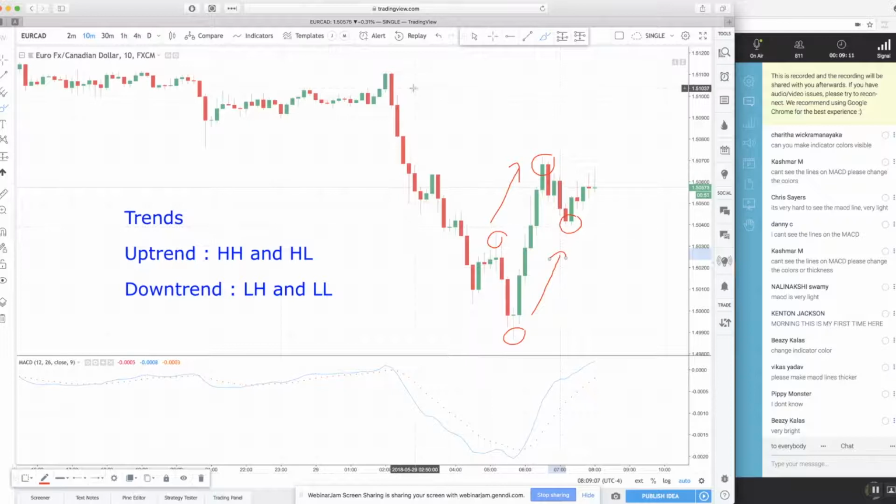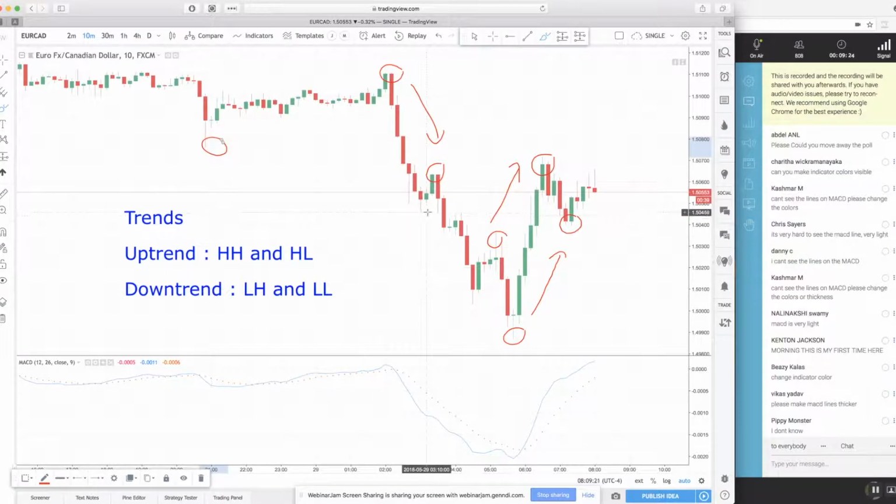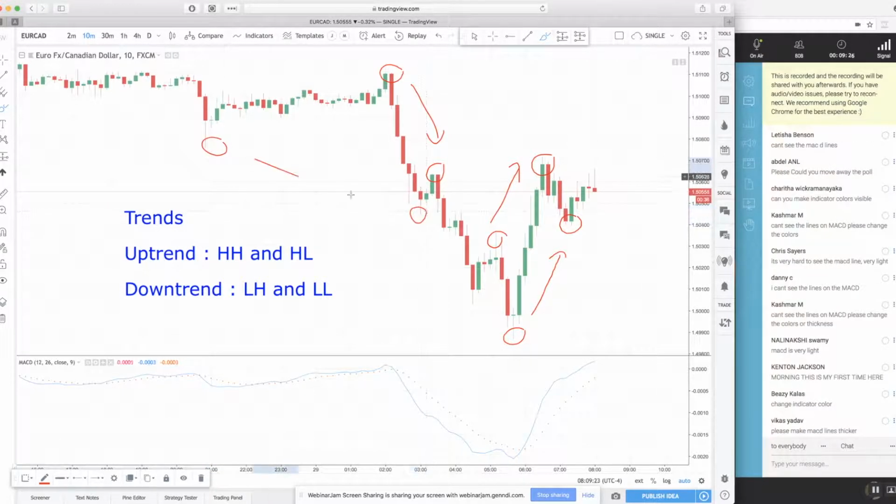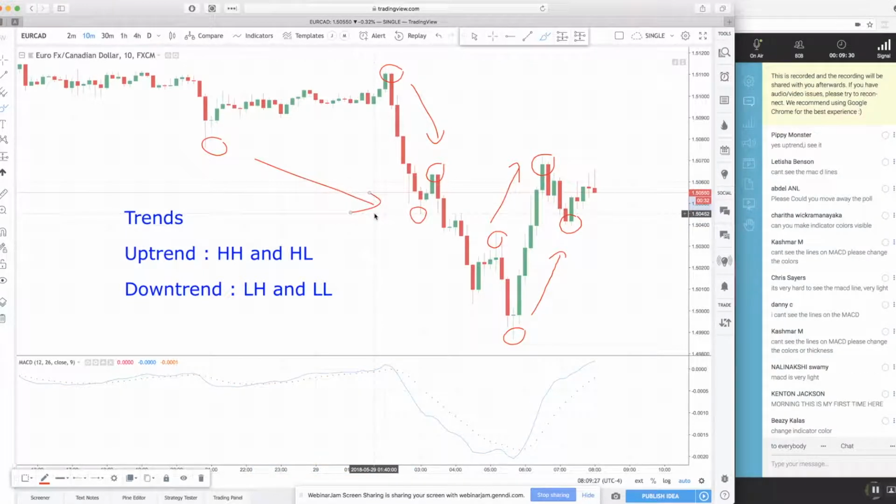Okay, in a downtrend, it is the opposite. If this is your highest point, your next highest point needs to be lower, like that. And your lowest point also needs to be lower. And that's when you have a confirmed downtrend. Okay, so far so good?